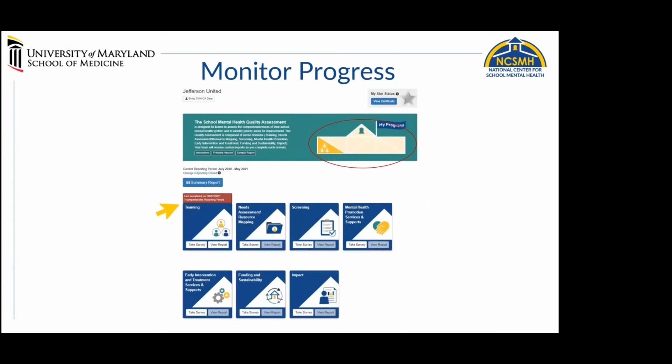As you complete the domains, the schoolhouse in the top right corner will fill up and a red banner appears at the top of each domain box that displays when it was last completed and how many people contributed to it. You can also download a CSV file of the data you entered in the School Mental Health Quality Assessment.